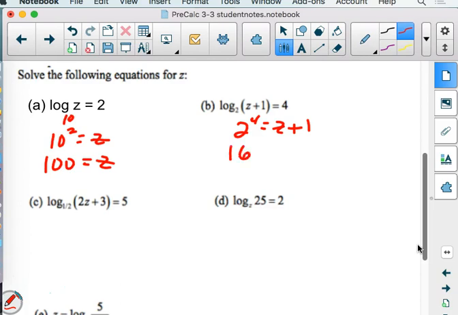16. Well, this isn't the hardest problem we've ever done. Just subtract 1 from both sides and we have 15. Hey, maybe C is harder. It has a fraction base. Maybe that's supposed to be hard.